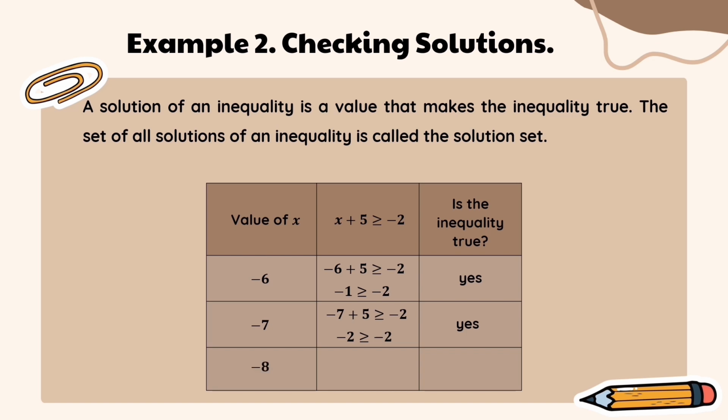So is the inequality true if the value of x is negative 8? Let us see. Negative 8 plus 5 is greater than or equal to negative 2. Negative 8 plus 5 is equal to negative 3, and negative 3 is not greater than or equal to negative 2, because negative 2 is greater than negative 3, and negative 3 is also not equal to negative 2. So this inequality is false.